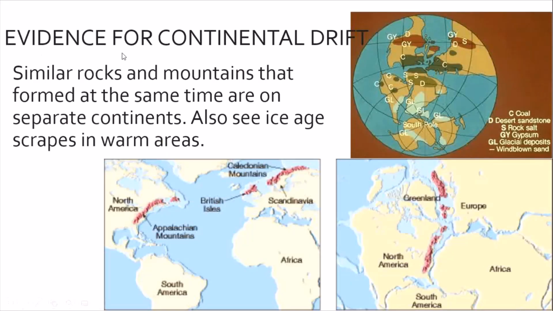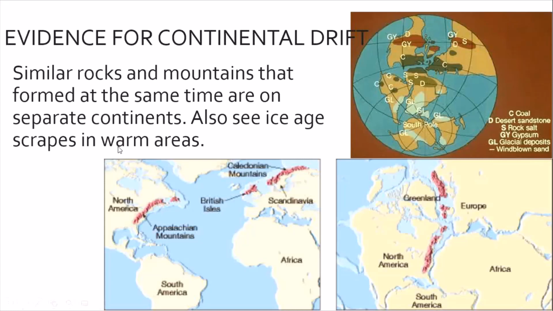Some more evidence for continental drift is we find similar rocks and mountains that formed at the same time but are on separate continents. We can also see ice age scrapes in warm areas. So let me cover the Ice Age scrapes first.